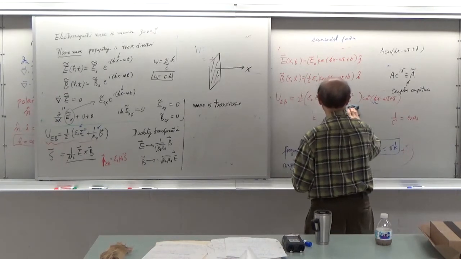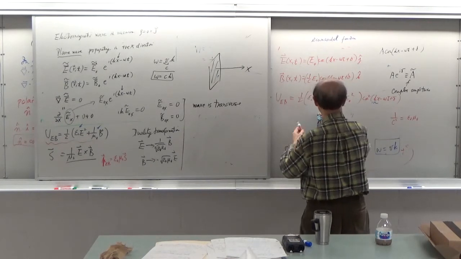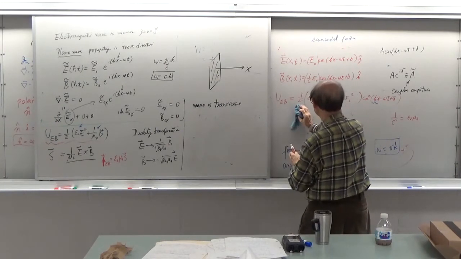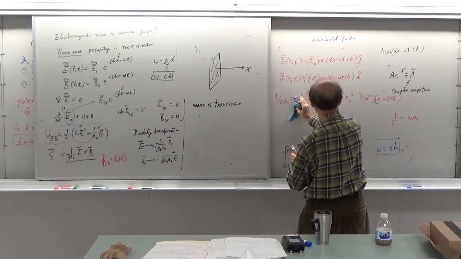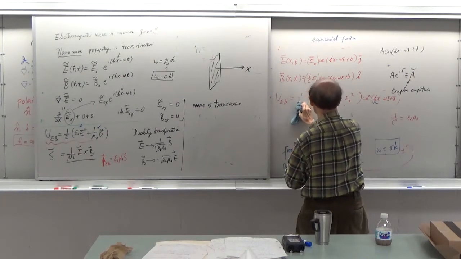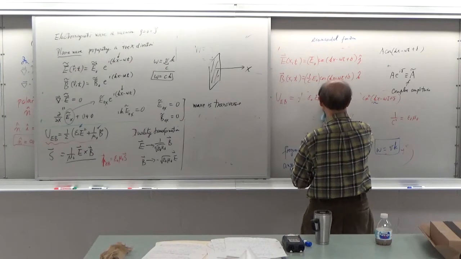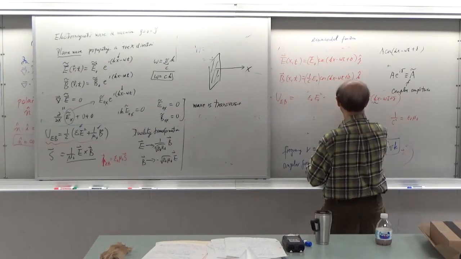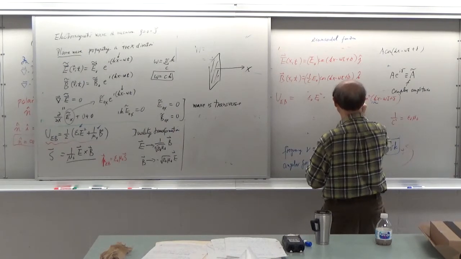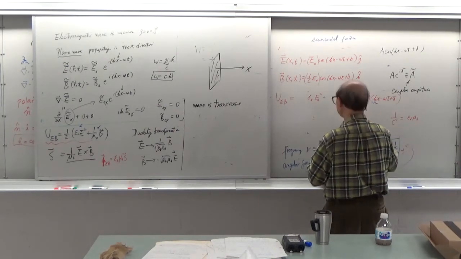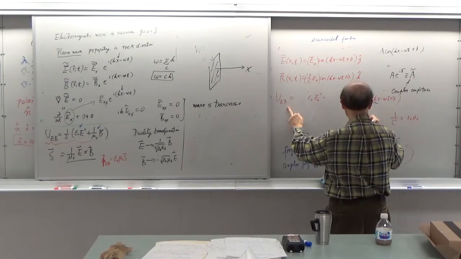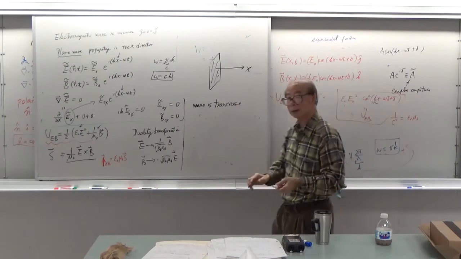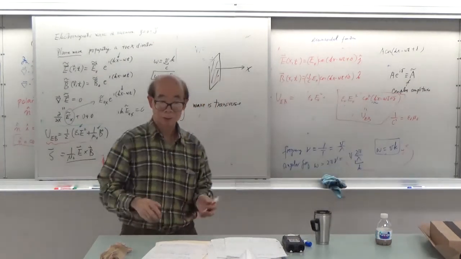So that I can write this as being the same as this one. So forget about the half factor. So it's that: epsilon naught E naught square. This is the energy density of the electromagnetic waves propagating in vacuum without sources.